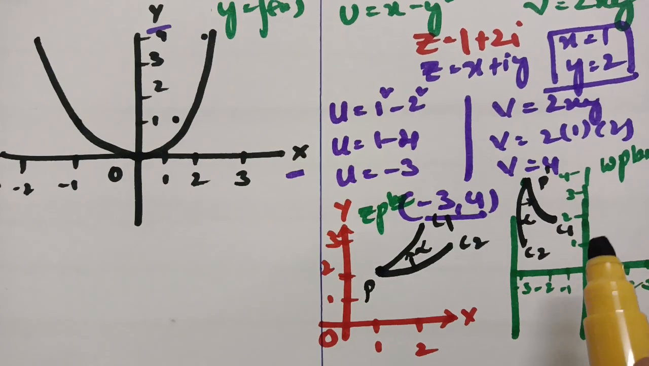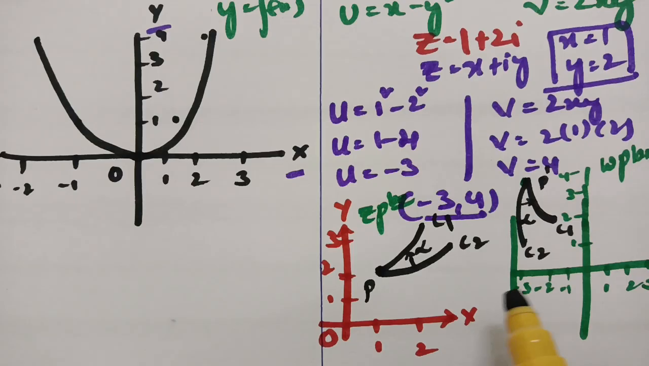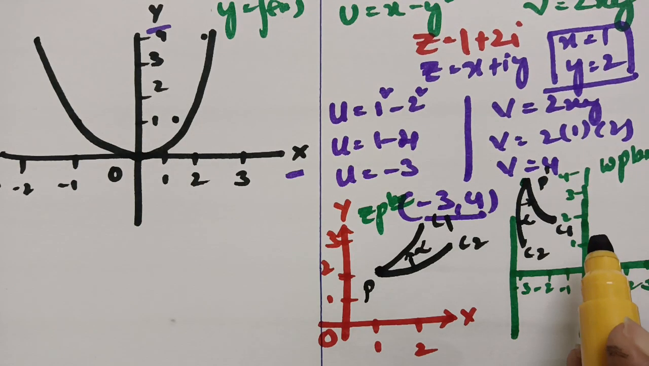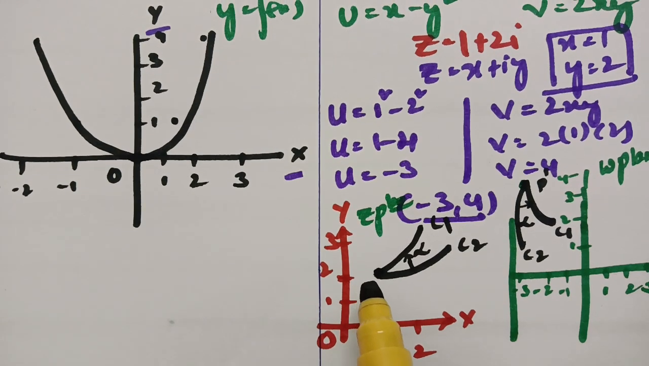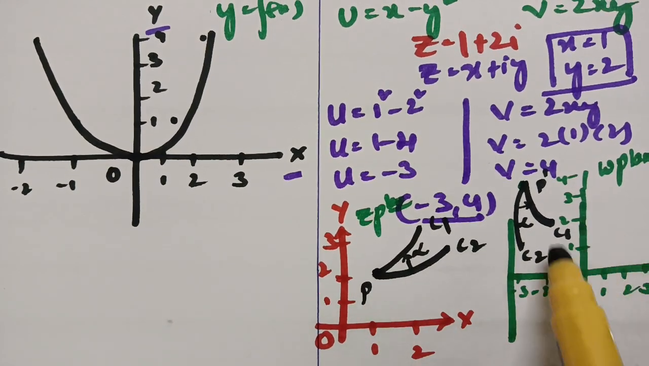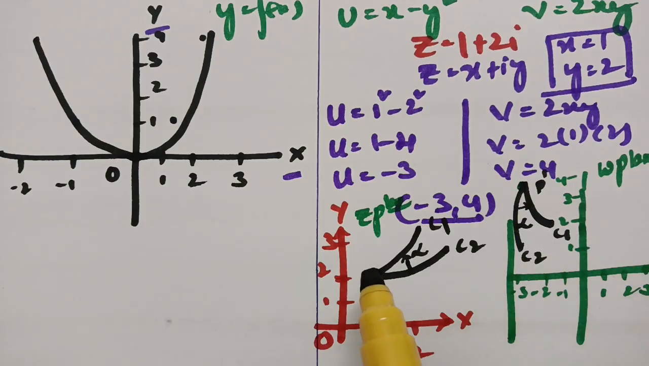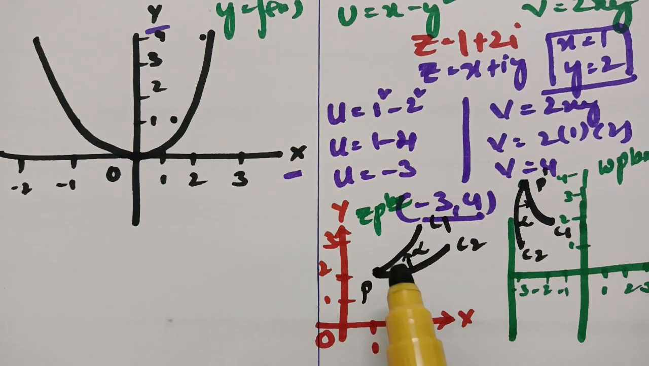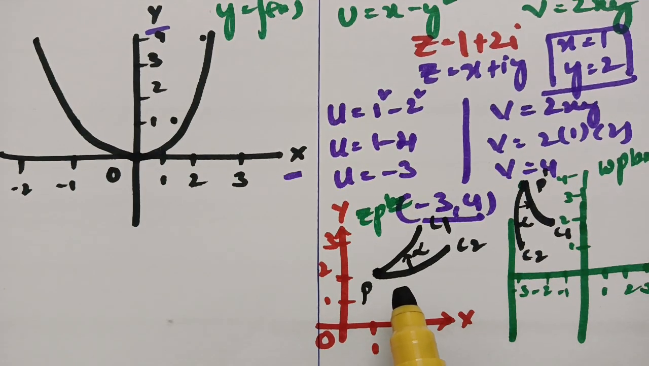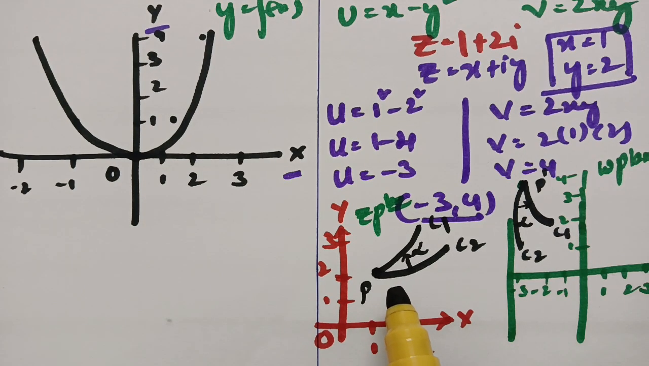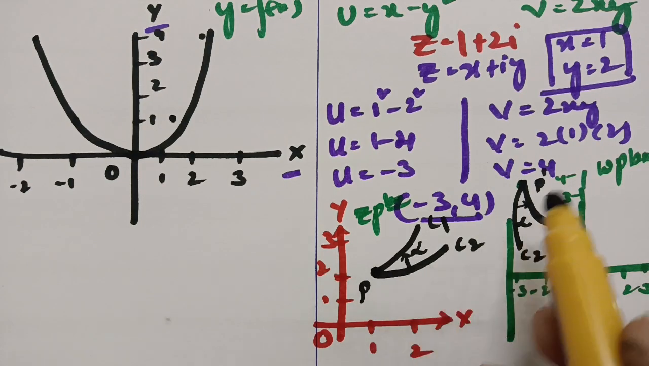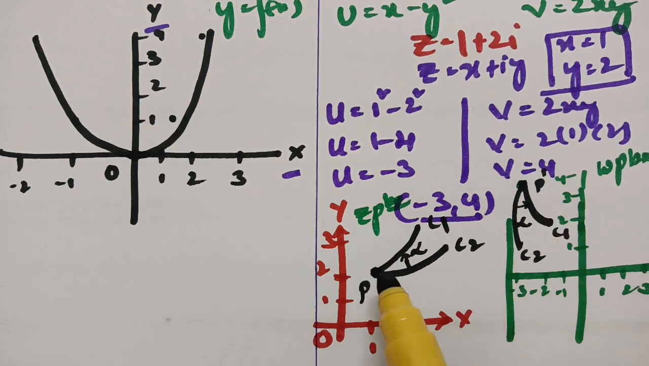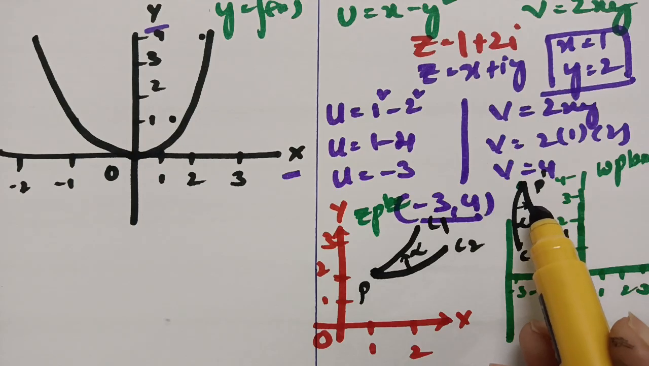The corresponding points W in the W plane are called the images of the points of Z in the Z plane. See here, W points are the images of the Z points. For every point of Z there is one and only one point in the W plane. If there is another point, there will be another point in the Z plane.